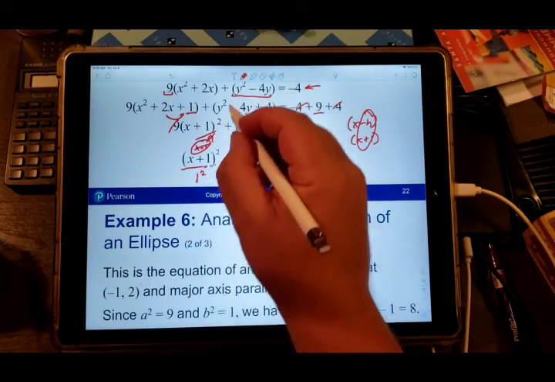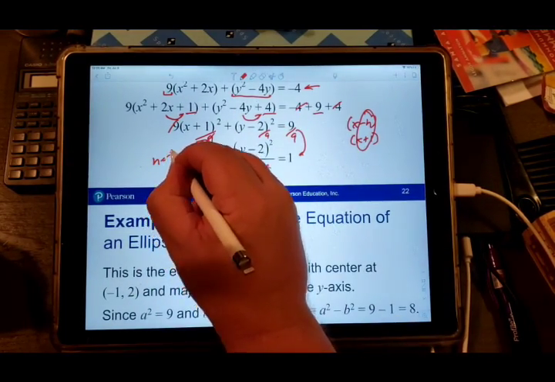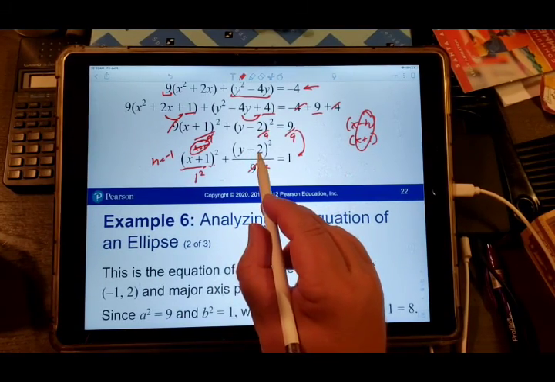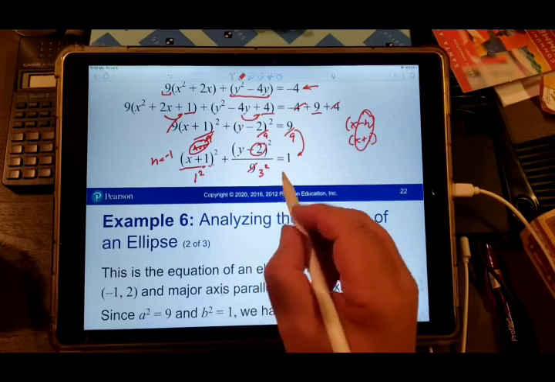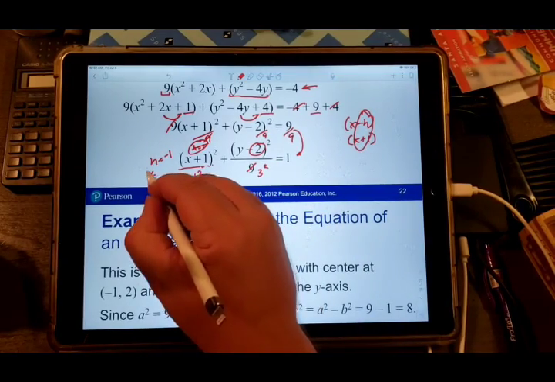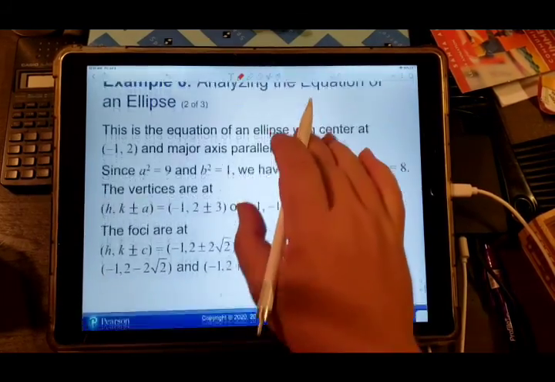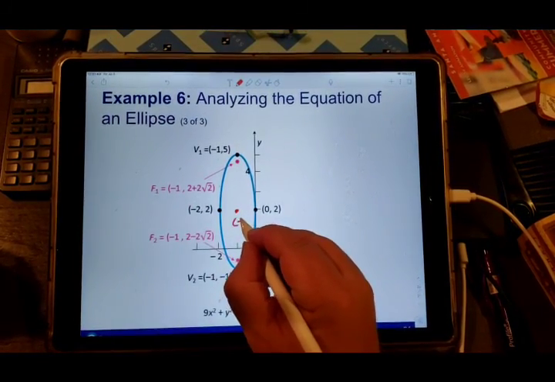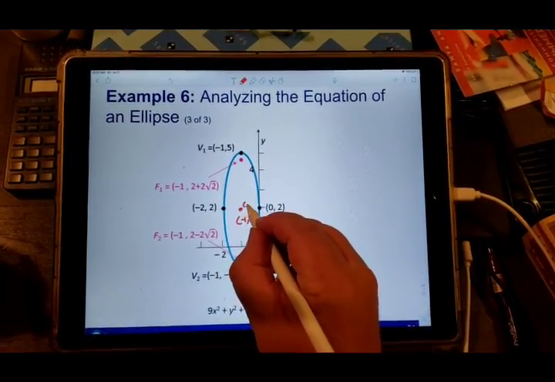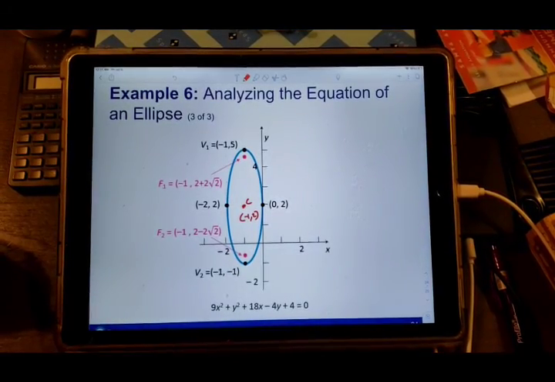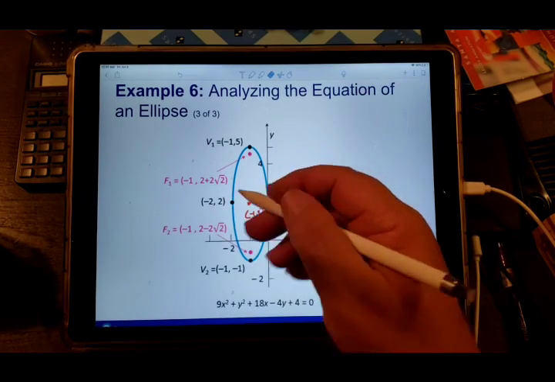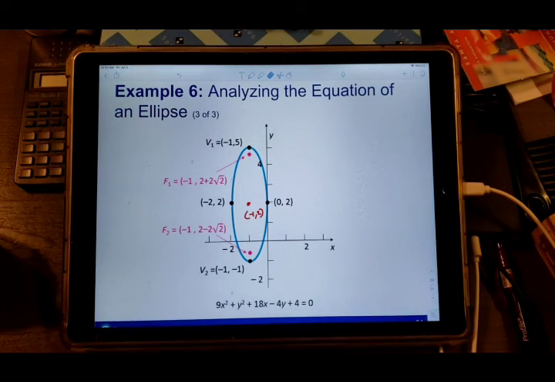I said -1. I didn't draw -1. K is 2. What am I subtracting from y? Pretty obvious. I'm subtracting 2. So k is equal to 2. So -1, 2 is the center. Maybe I shouldn't call it C for center because c is a measurement here, but it is the center.